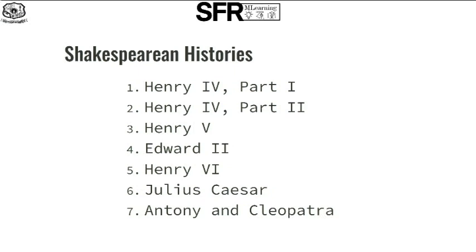Now, the next topic in today's lecture is Shakespearean histories. The following are some of the history plays written by Shakespeare. As an Elizabethan dramatist, Shakespeare dedicated a lot of his dramatic space to writing about the lives and achievements of the greatest of kings. Some of them are: Henry IV Part 1, Henry IV Part 2, Henry V, Edward II, Henry VI, Julius Caesar, and Antony and Cleopatra.